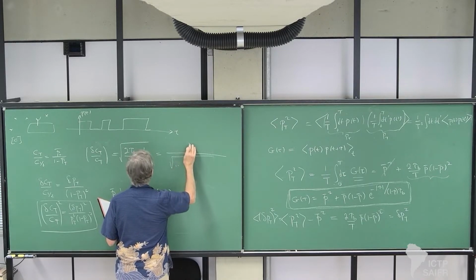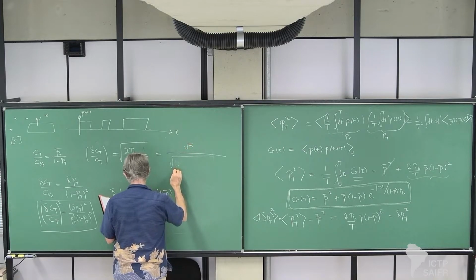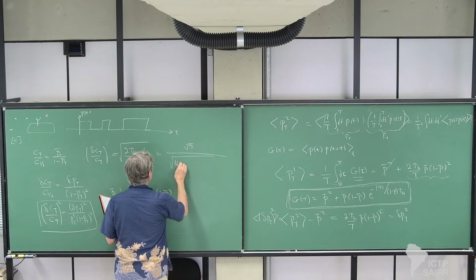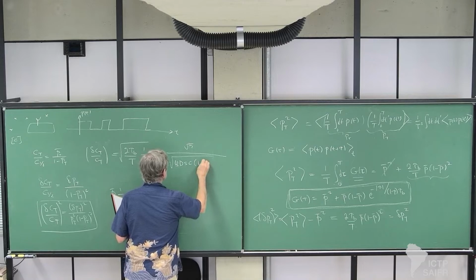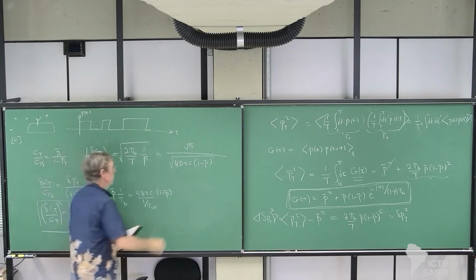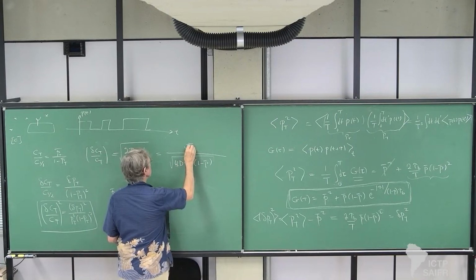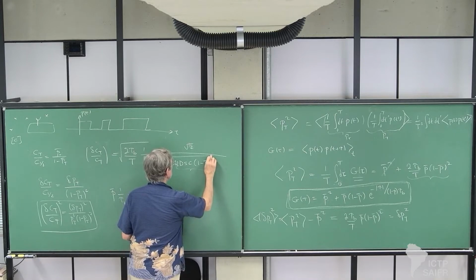let's put the square root of 2 up top. 4 DSC times 1 minus p. Okay, so this is the fractional error. Times t, excuse me.